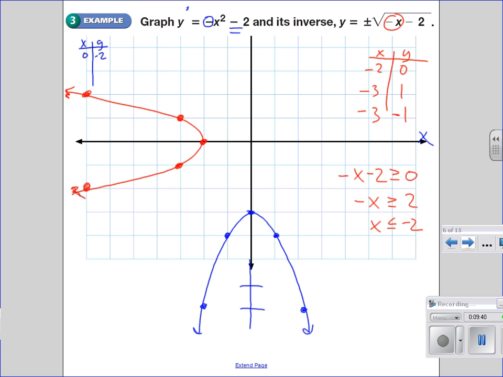And again, we can see that the red parabola does not pass the vertical line test, so it is not a function, whereas the blue one is a function. It definitely passes the vertical line test. All right.